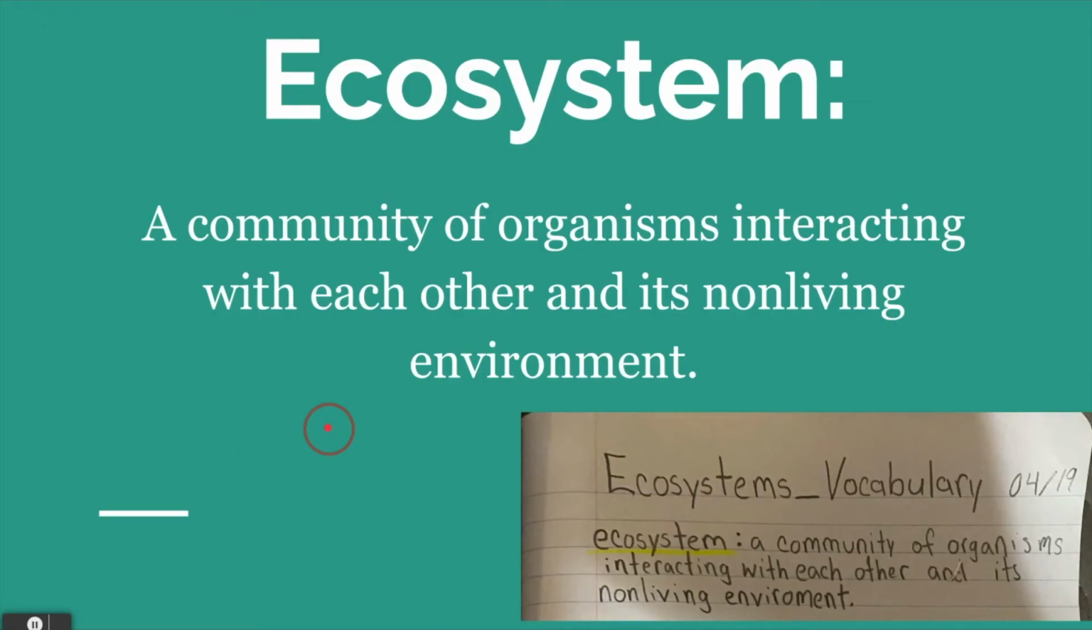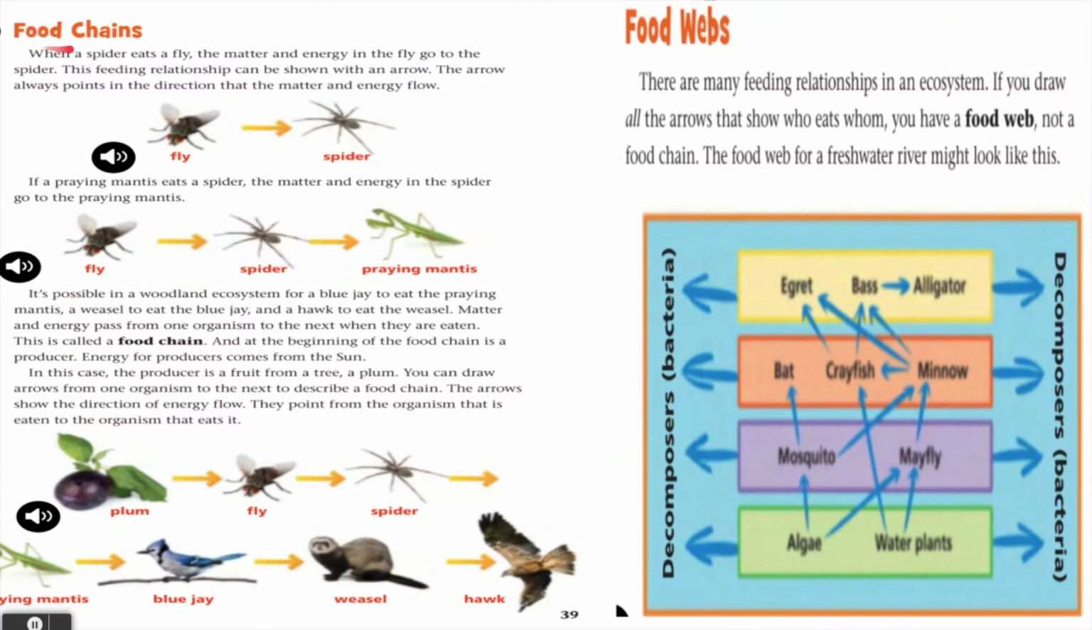Now that you have added the ecosystem vocabulary, let's keep reading our FOSS ebook so that we can learn the different roles organisms play in its environment. Let's talk about food chains. When a spider eats a fly, the matter and energy in the fly go to the spider. This feeding relationship can be shown with an arrow. The arrow always points in the direction that the matter and energy flow. So the spider eats the fly and the fly gives its energy to the spider.